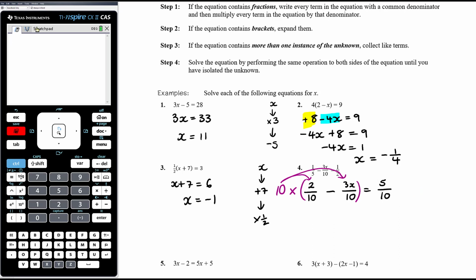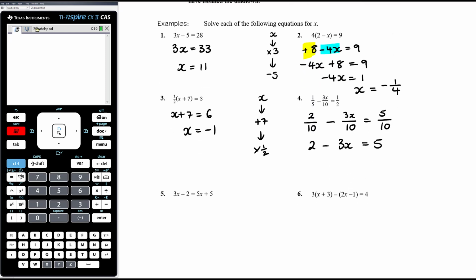So multiplying everything by 10 is going to allow us to get rid of all of the fractions. That's why sometimes it can feel like a slightly time-consuming step to write everything with a common denominator, but then the next step is very easy and immediately you have a very simple equation with no fractions.